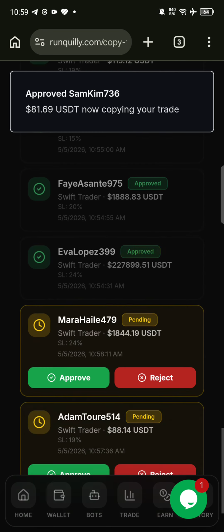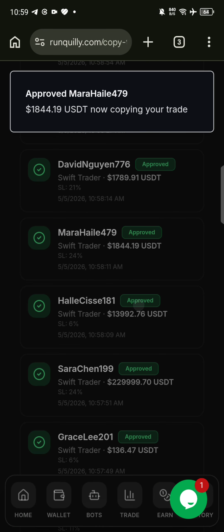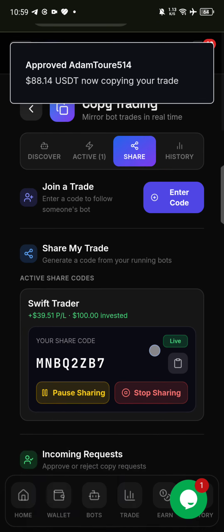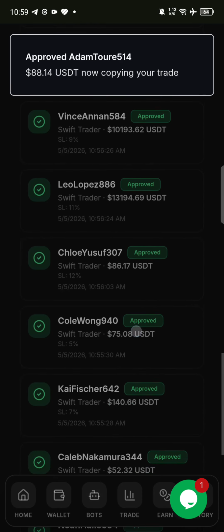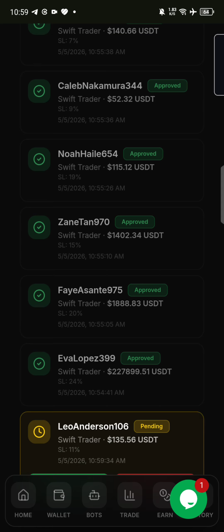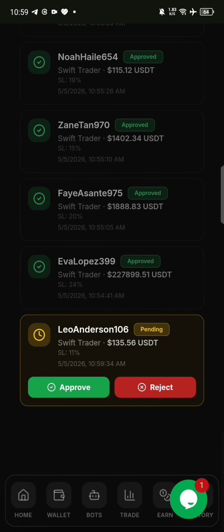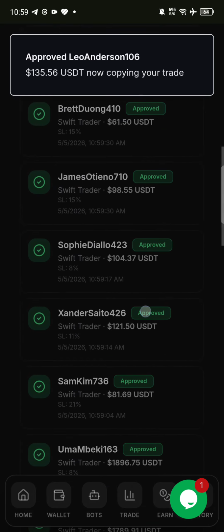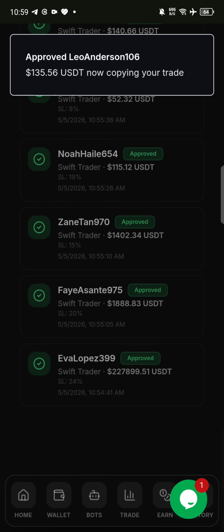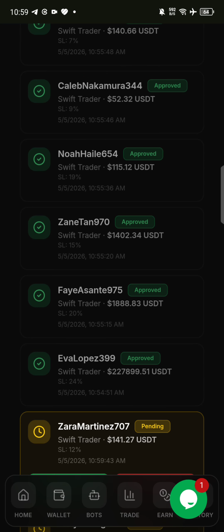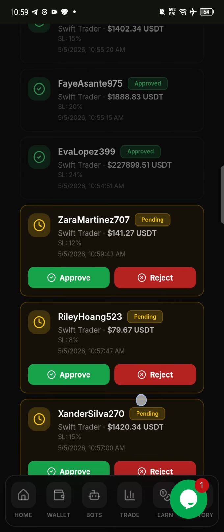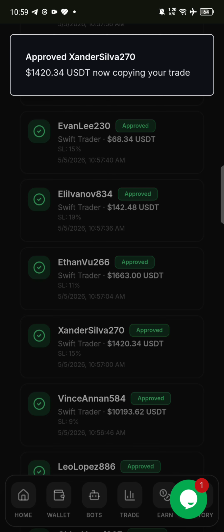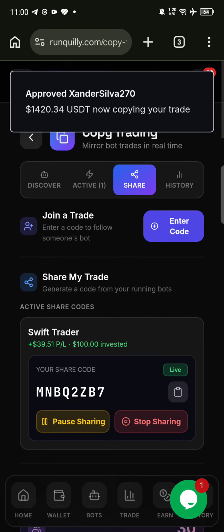I'll approve only 30 for free. 27, 3 remaining. 28, 2 remaining. This one has a capital of 135. Let's let the bot run. One remaining will be the lucky one. Let me choose randomly the highest. This one. So we are closed. I won't approve any other request.